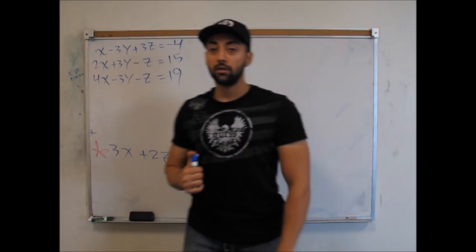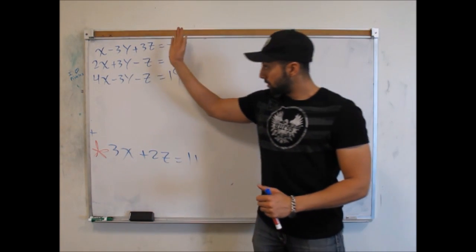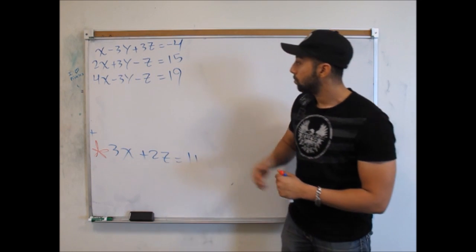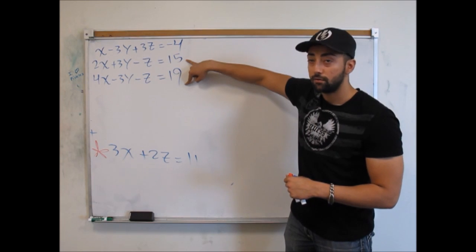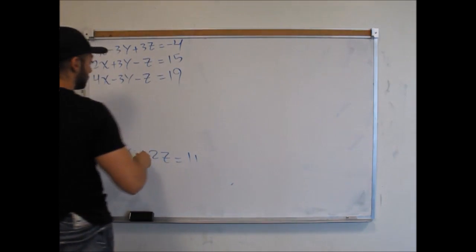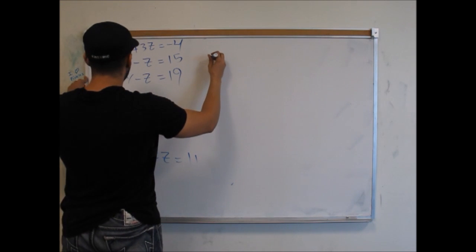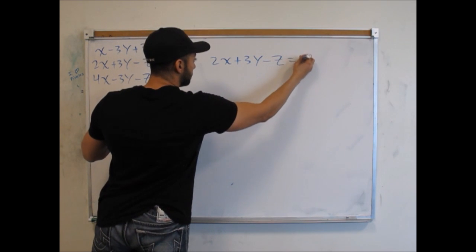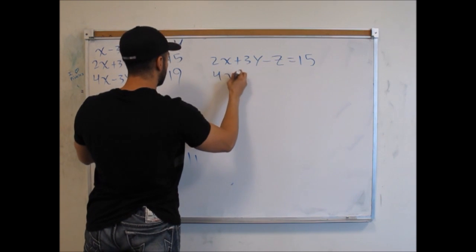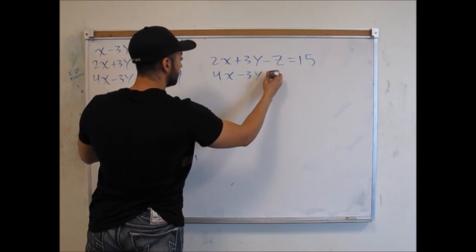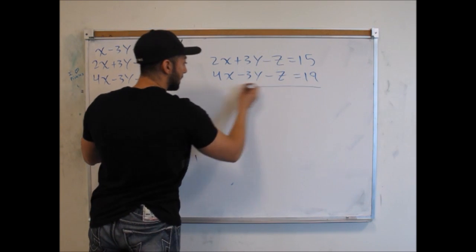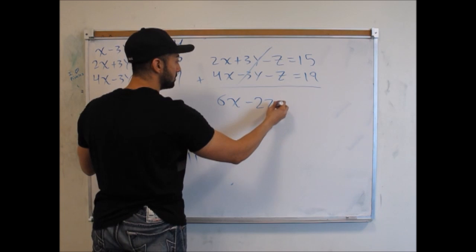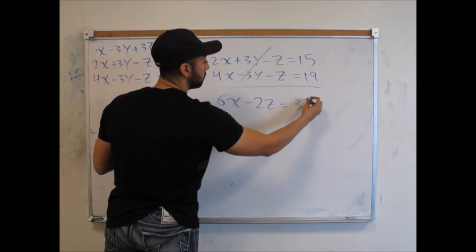Okay, now the next thing I told you to do was, since we eliminated y, we have to stick with that. We have to eliminate y from a different set of equations. So I'm going to choose these two to eliminate y from. Writing these two equations here, we have 2x plus 3y minus z equals 15. Then we have 4x minus 3y minus z equals 19. Adding these two equations, notice that the y's cancel already, so we get 6x minus 2z is equal to 34.